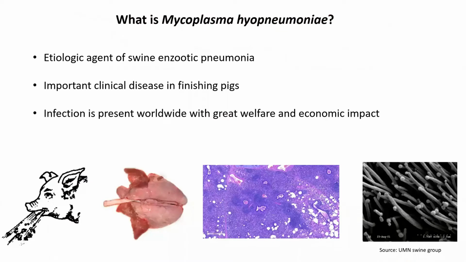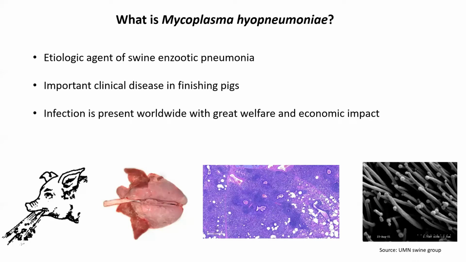But first, let's talk about mycoplasma. Mycoplasma hyopneumoniae is the causative agent of enzootic pneumonia, an important clinical disease in finishing pigs, and its main characteristics are summarized in these pictures. Going from left to right and increasing magnification, we see that the most obvious clinical signs are coughing and decreased performance. When we zoom in, we see that the typical macroscopic lesion is a consolidation of the cranioventral lung lobes. And when we continue zooming in, we see that the hallmark histologic lesion is a multifocal bronchointerstitial pneumonia.